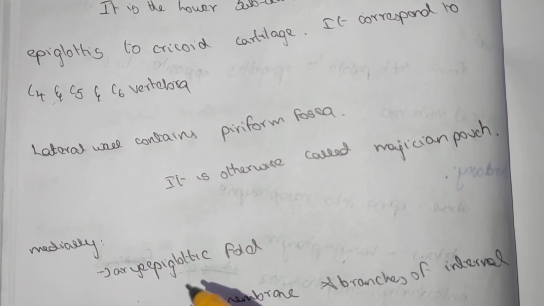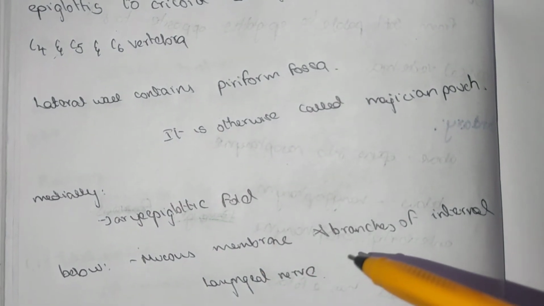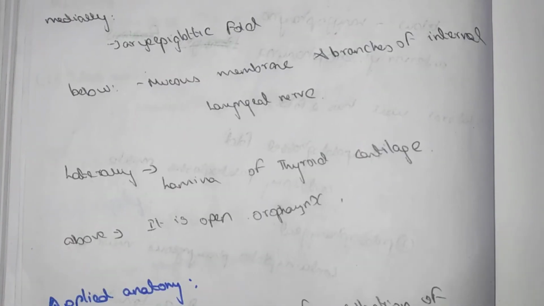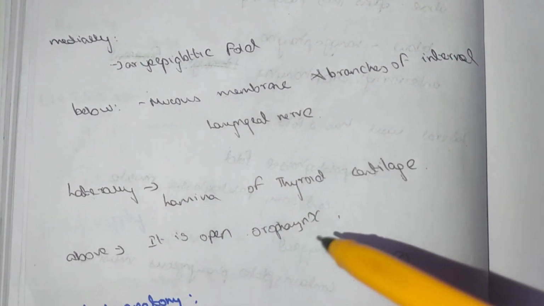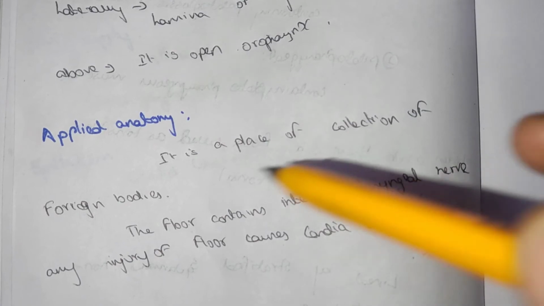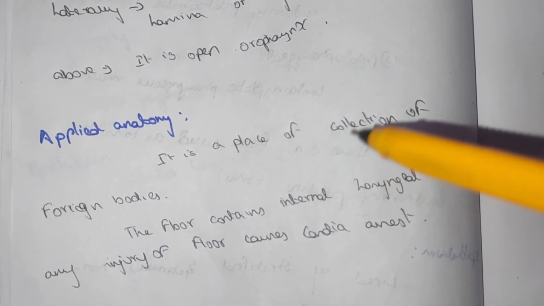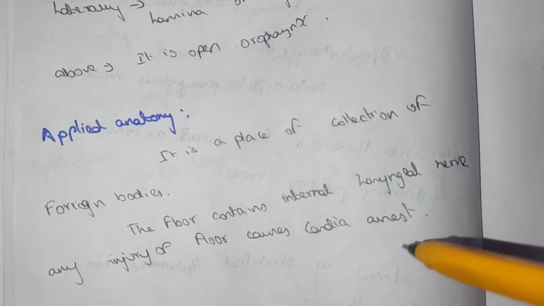Medially, it is related to the aryepiglottic fold and mucous membrane, and the branches of the internal laryngeal nerve below. Laterally, it is the lamina of the thyroid cartilage. Above, it opens to the oropharynx. The applied anatomy is that it is a place of collection of foreign bodies. The floor contains the internal laryngeal nerve. Any injury to the floor causes cardiac arrest.